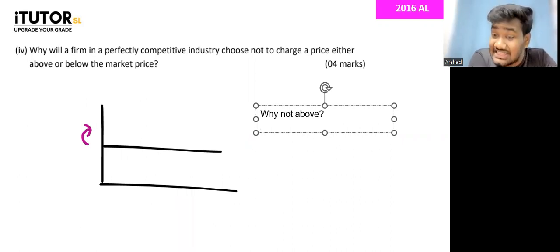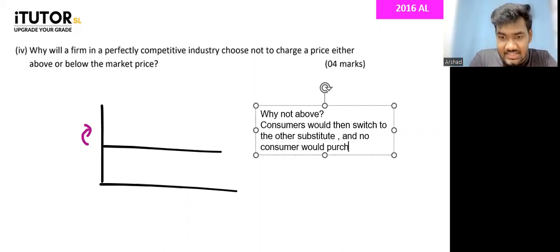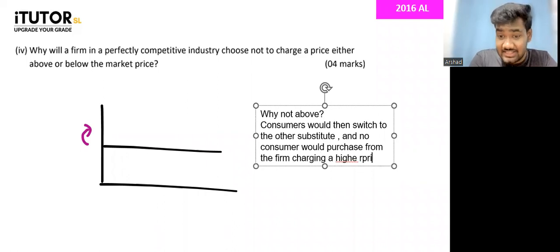Because consumers would then switch to the other substitute. Remember, there is a large number of them. There are so many substitutes. If you take paddy, there are so many farmers, everyone is selling the same thing. So the price in the market is 100. If you charge 120, will anyone buy from you? No. If you charge even a little bit more, because there are a large number of sellers, someone would soon go for someone else. So consumers would switch to the other substitute, and no consumer would purchase from the firm charging a higher price. Is that clear, guys?